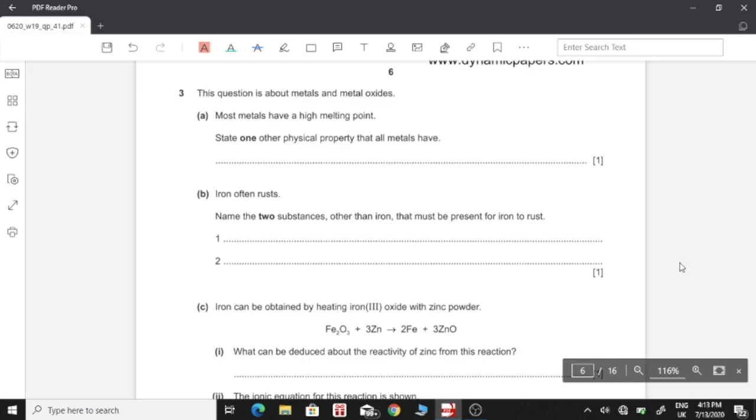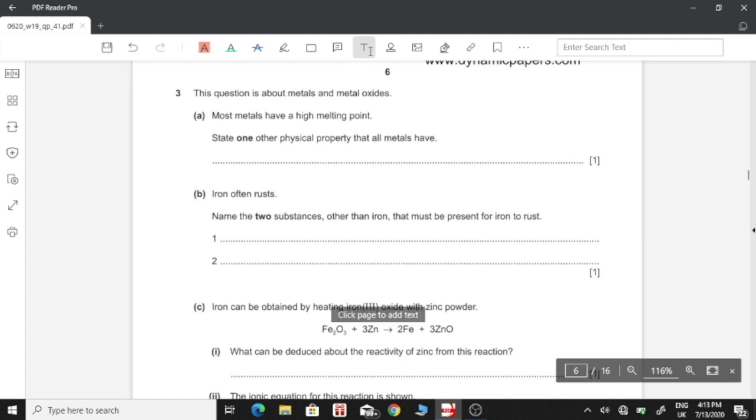Okay, moving on to question number 3. This question is about metals and metal oxides. A. Most metals have a high melting point. State one other physical property that all metals have. Alright, so we have a lot of properties over here. I'll write they all conduct electricity.